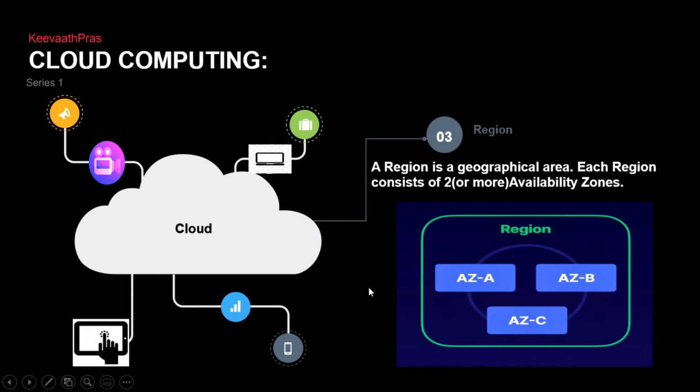All right, now what is a region? A region is a geographical area. India is a region. India, Singapore, North America. So, put together Asia Pacific, China, Hong Kong. These are all regions.